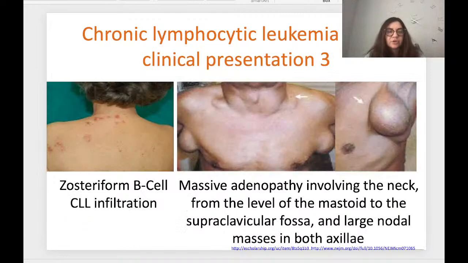Here you see pictures of clinical presentation of chronic lymphocytic leukemia. On the first picture you see zoster-form B-cell chronic lymphocytic leukemia illustration. You see such rashes in the patient, and on the second picture it is massive adenopathy with enlargement of lymph nodes involving the neck from the level of the mastoid to the supraclavicular fossa and large nodal masses in both axillae.